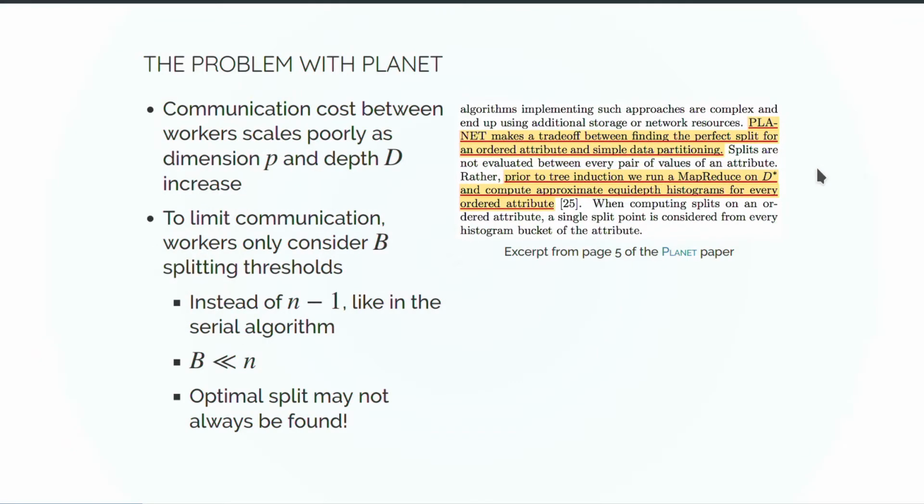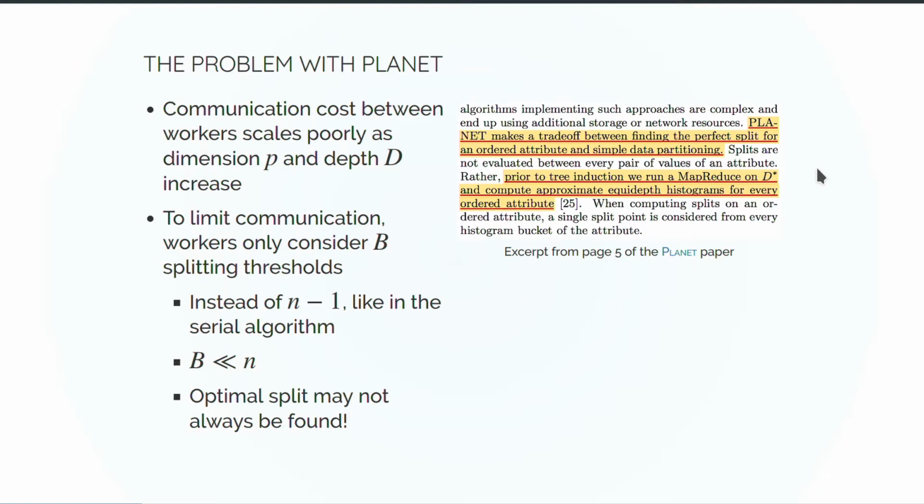And this is actually what the authors of Planet cited in their paper. It's a little bit hard to read, but it says, Planet makes a trade-off between finding the perfect splits for an ordered attribute and simple data partitioning. And in particular, prior to tree reduction, we run a MapReduce and compute approximate equidepth histograms for every ordered attribute.